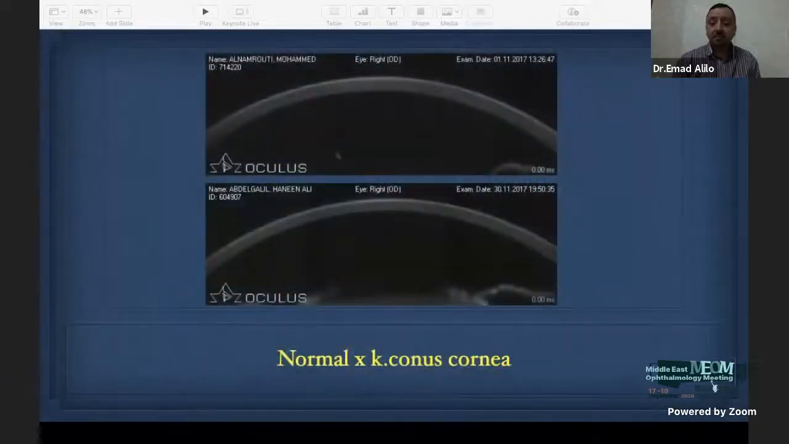I'm going to show you now how it looks in real life practice. We will see now how the curves show in two cases. One of them is keratoconus and one of them is quite normal.